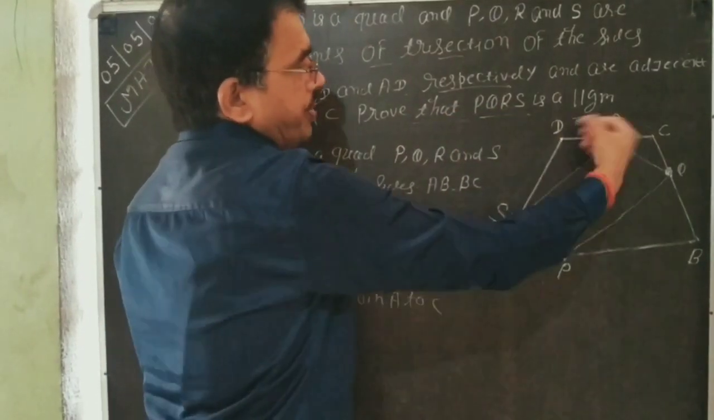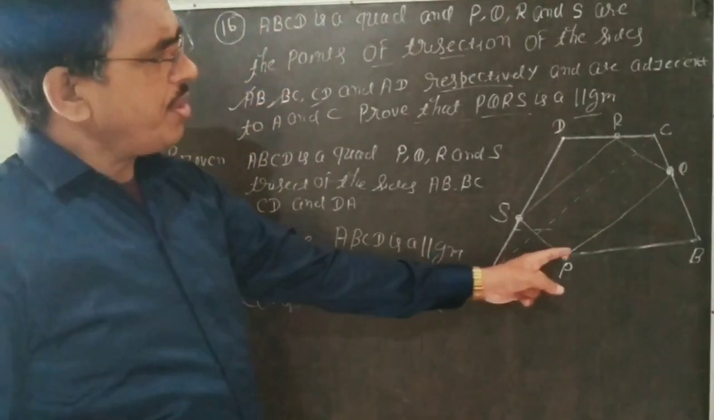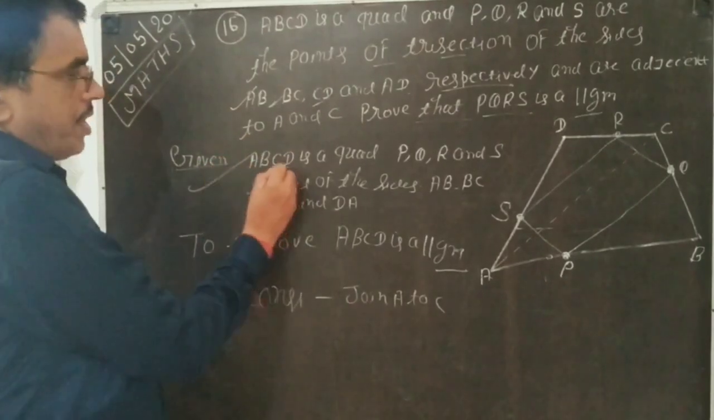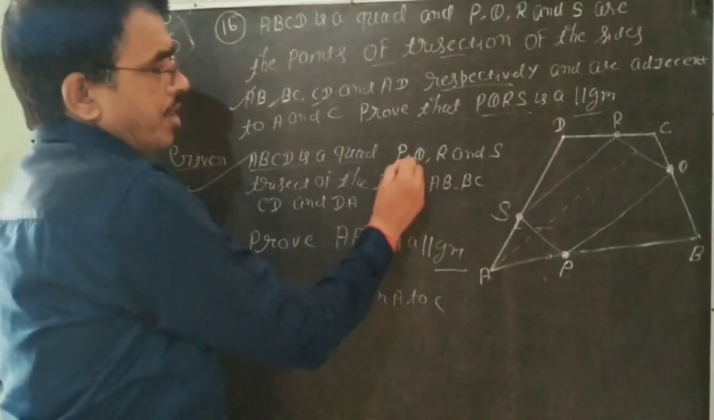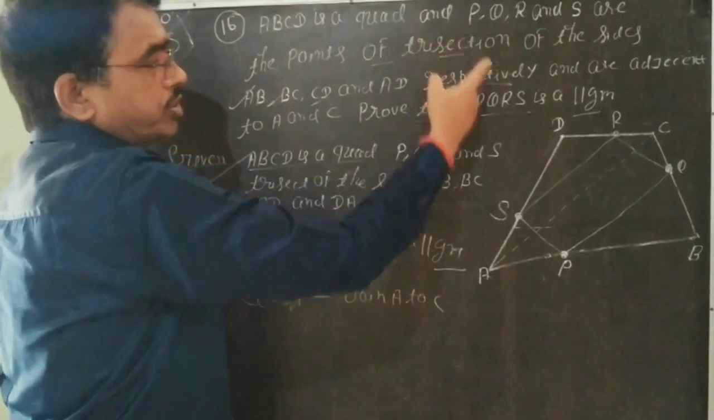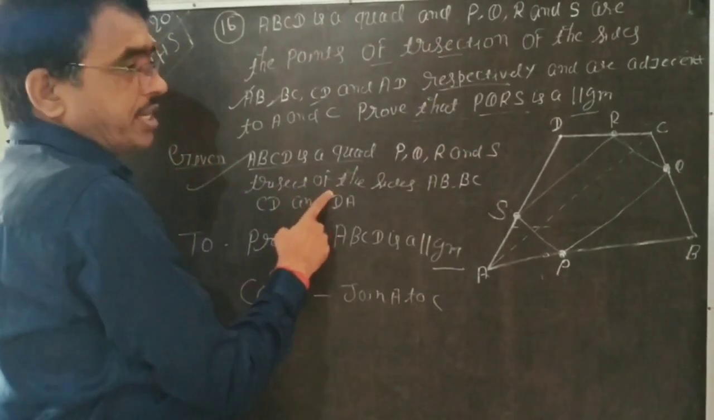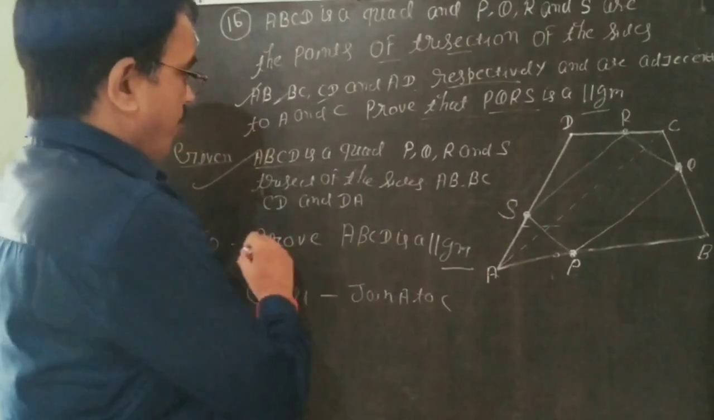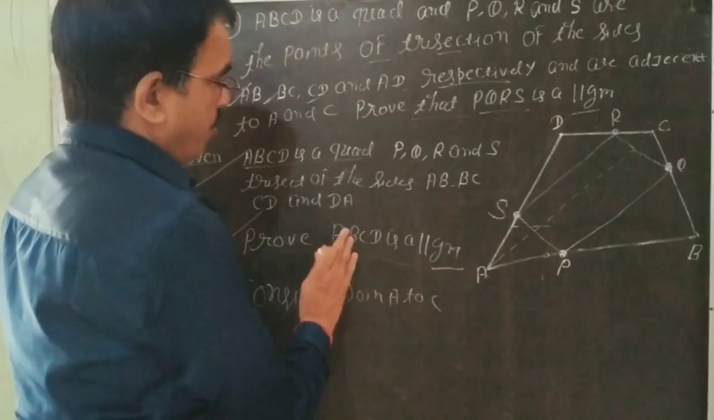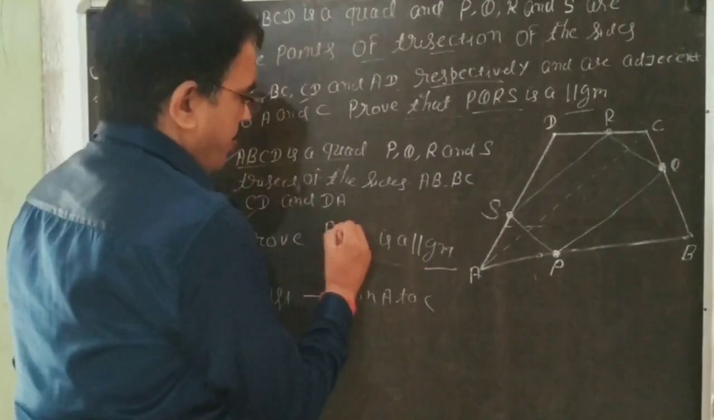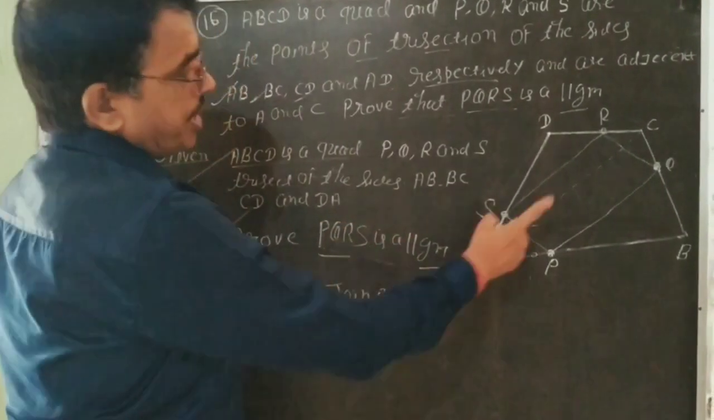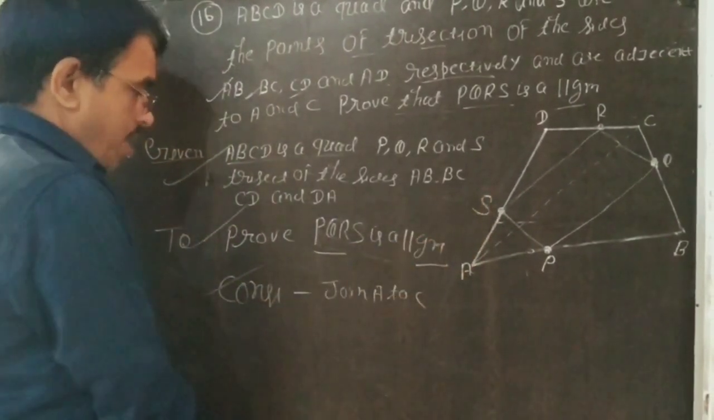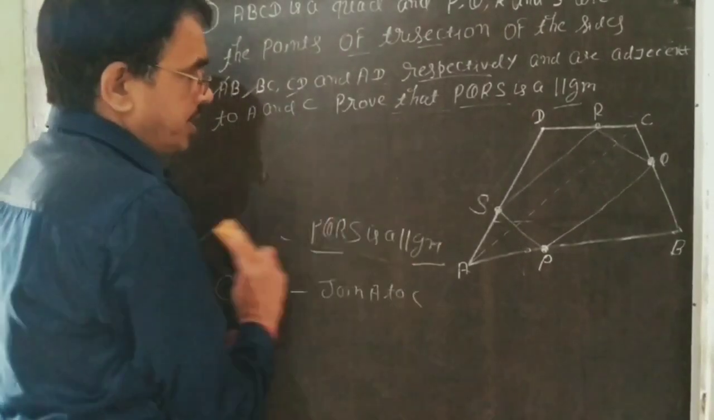This figure, in the middle of ABCD, PQRS is a parallelogram. So first write, given: ABCD is a quadrilateral. P, Q, R and S, as per your question, are the trisection points of the sides AB, BC, CD and DA respectively. To prove: PQRS is a parallelogram. What is the construction? Join A to C. Join A to C, that is the construction.